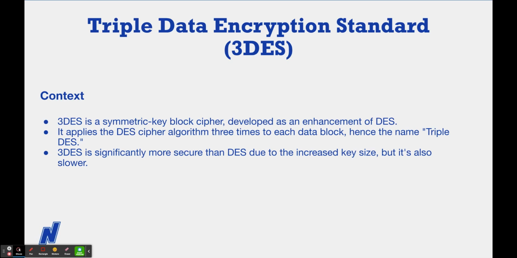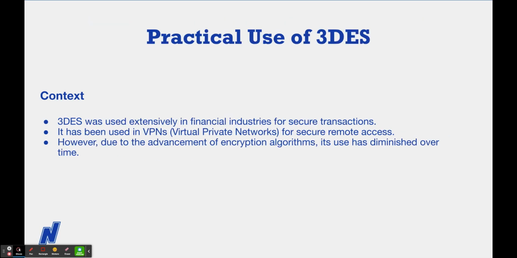However, this also means that 3DES is slower than DES, which can be a drawback in systems that need to be more effective and faster. And it's a big drawback in systems that require high-speed encryption and decryption. Perfect. So, what's the practical use of 3DES? So, 3DES was found in several industries, including finance, where securing transactions was the most important thing. It was also used in VPNs for providing secure remote access.